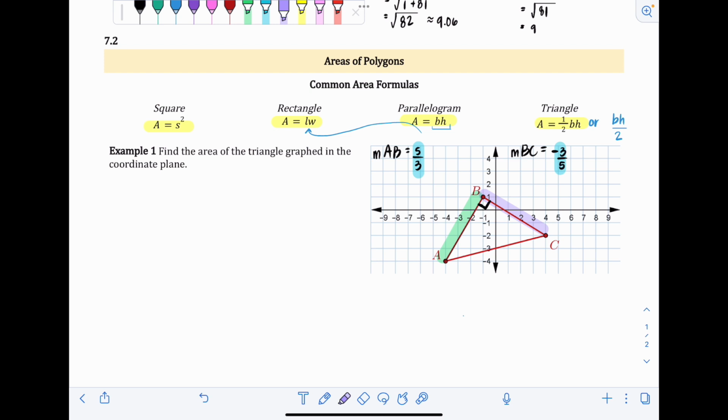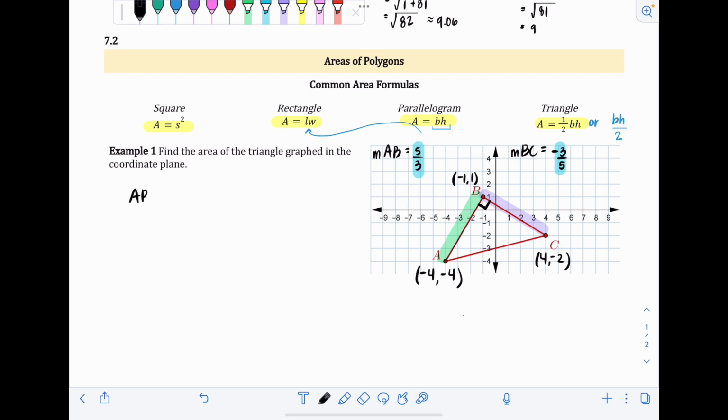Okay, so to find those segments, we need the points. Point A is (-4, -4), so we go left 4, down 4. Point B is (-1, 1), and then point C is (4, -2). So then from there, I'm going to find AB first.